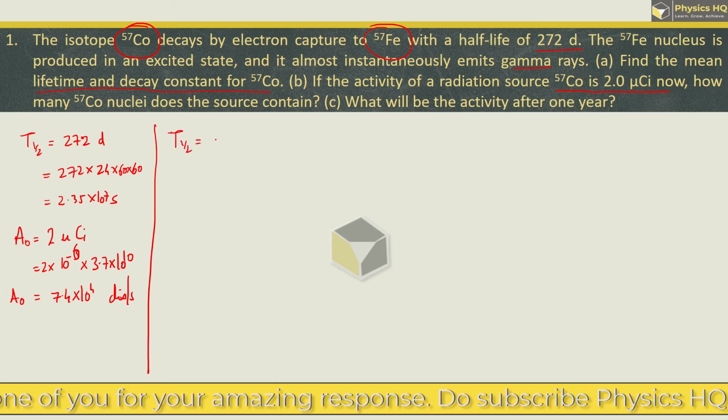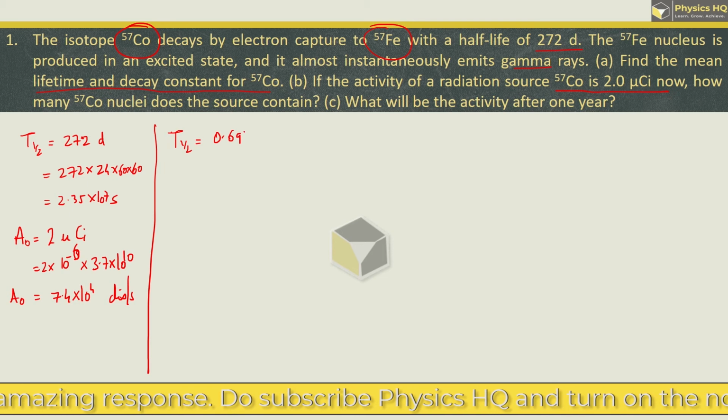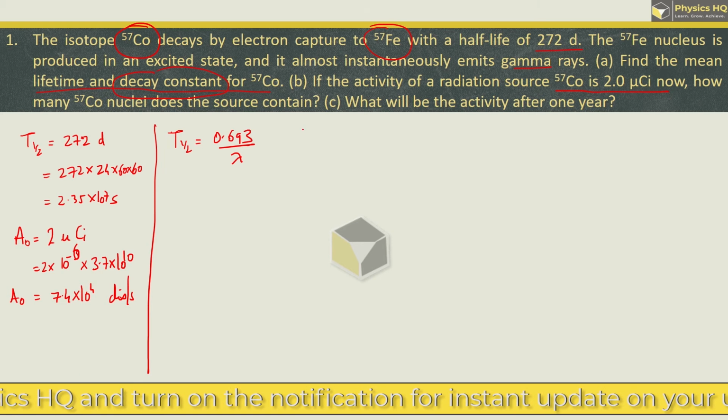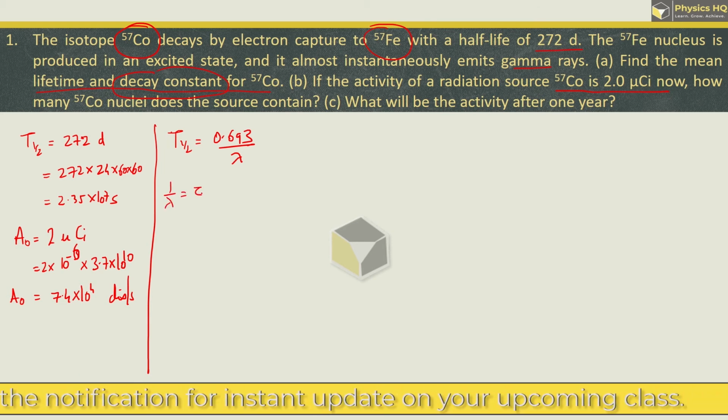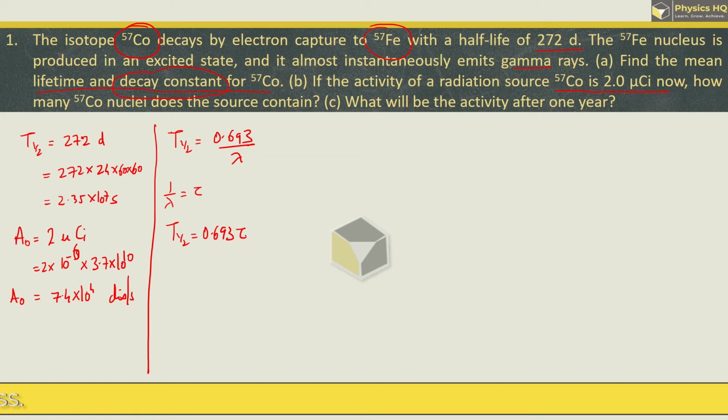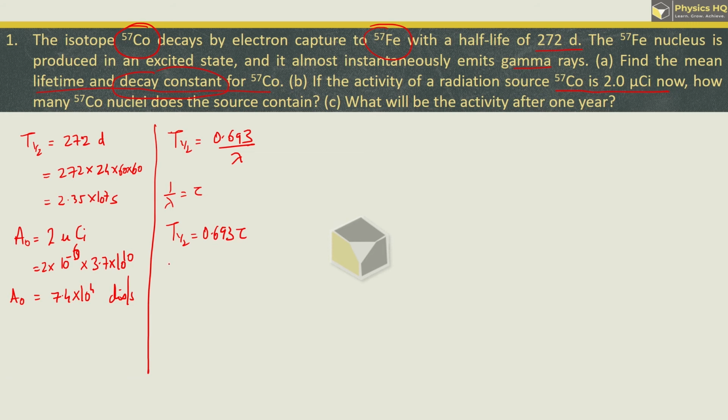We know that half lifetime is given as 0.693 divided by lambda, and this lambda is nothing but decay constant, and the inverse of this lambda or decay constant is nothing but the mean lifetime. So we can rewrite this formula as t half is equal to 0.693 into tau, which is lifetime. So we can find out the mean lifetime. This is equal to t half upon 0.693, which is equal to 2.35 into 10 raised to 7 divided by 0.693. This will give us the mean lifetime as 3.391 into 10 raised to 7 seconds.